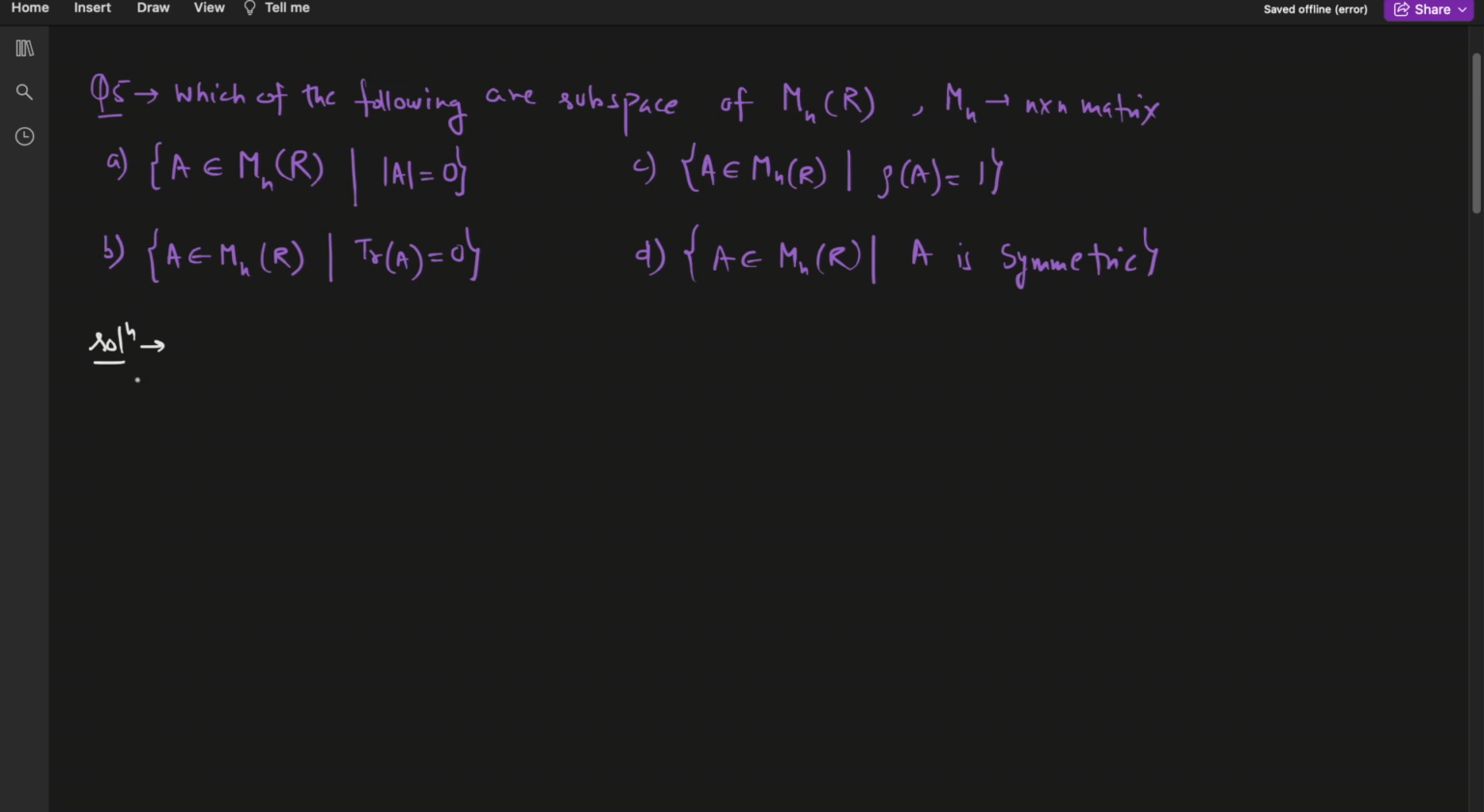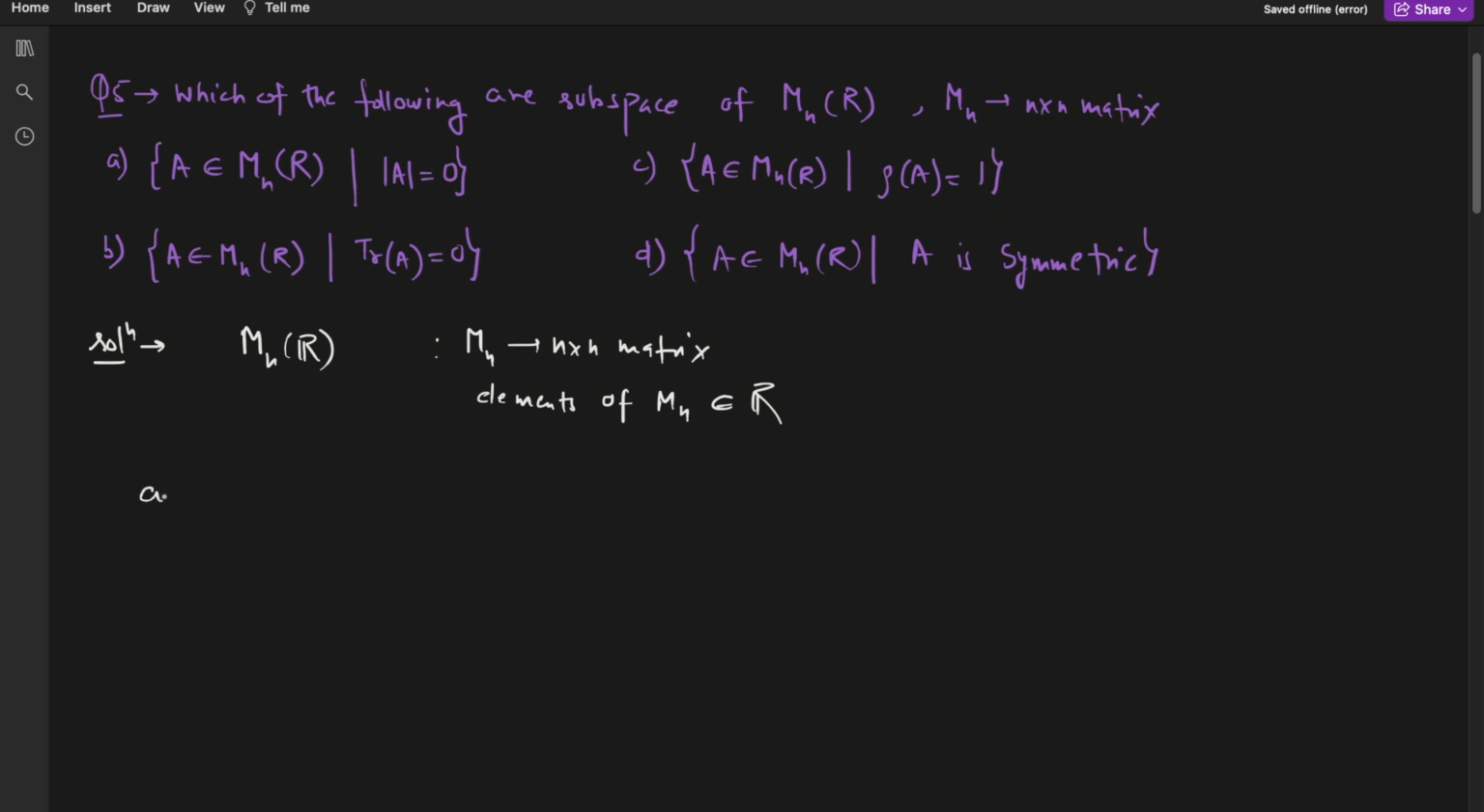Okay, so let's first see what this is. This is Mn(R). What this representation means is that Mn is the set of n cross n matrices, and elements of Mn, that is the matrices belonging to this vector space, have entries belonging to R, that is, these are real values. These matrices don't contain any complex value. So they are asking whether any one of these is a subspace or not. It is a multiple choice question, so one or more than one could be a valid subspace.